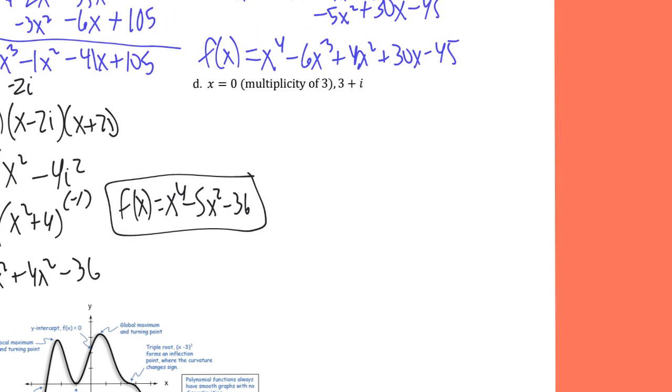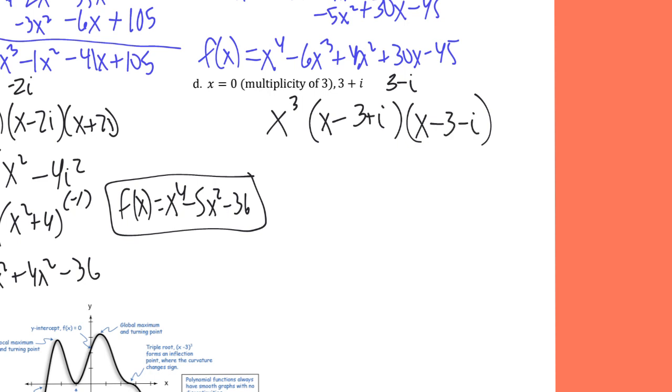If 0 is a factor, do you know how you'd write that? You just write x. Okay, it says its multiplicity is 3, so we need x cubed. Now, 3 plus i shows up, so does its conjugate 3 minus i. So you have to do x minus each. Because of the way this goes, you just do x subtract, and then you just write the root. You do 3 plus i, and then 3 minus i. There is a distributing way you could do it, but it's just x subtract and then write the root.